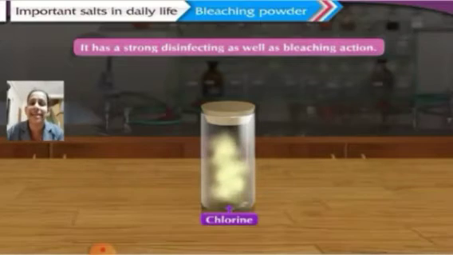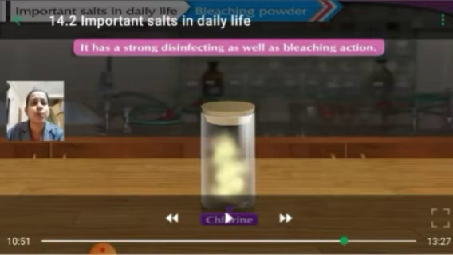Oxidizing agents you will be learning in detail in standard 10. That means it is a substance used to oxidize certain things. So chlorine gas is a very strong oxidizing agent, and therefore it has a strong disinfecting as well as bleaching action. Bleaching action means what?